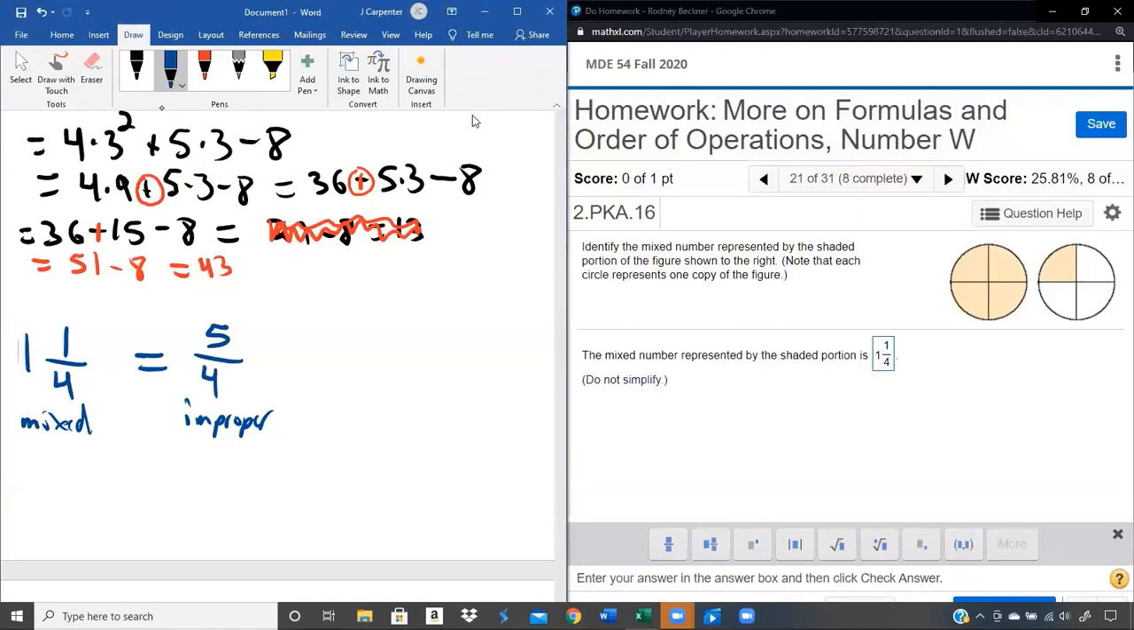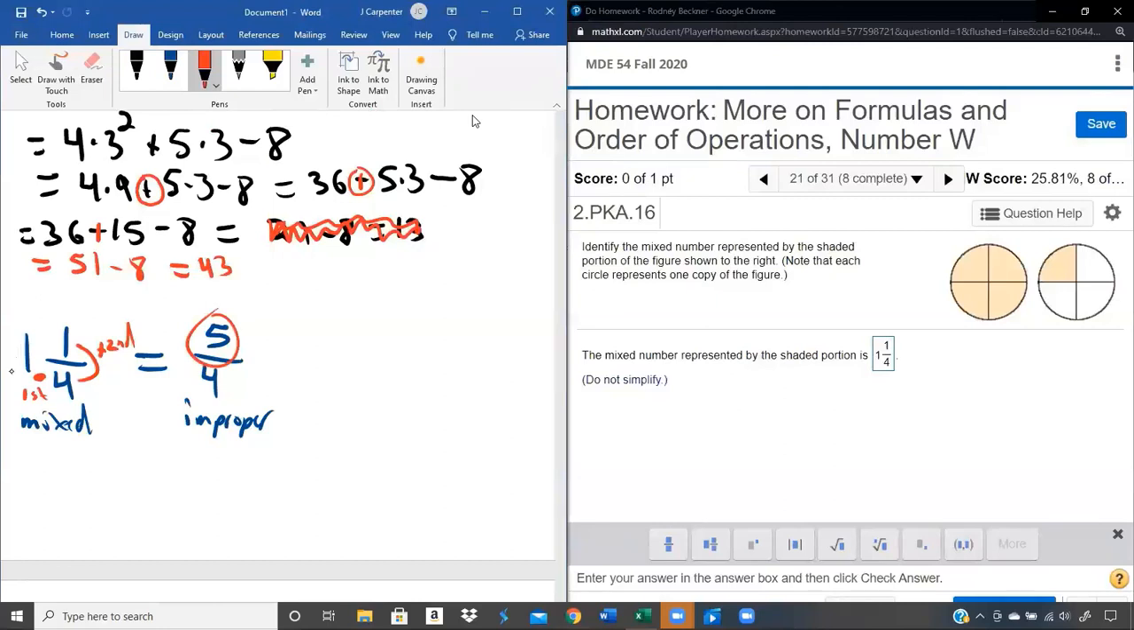How do we go between these two things? To go from mixed to improper, you're going to multiply the 1 and the 4 first, and then you will take that 4 and add it to the 1, and that's how you get the new top. 1 times 4 is 4, plus 1 is 5.